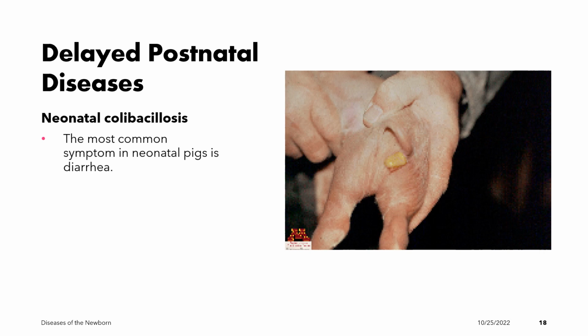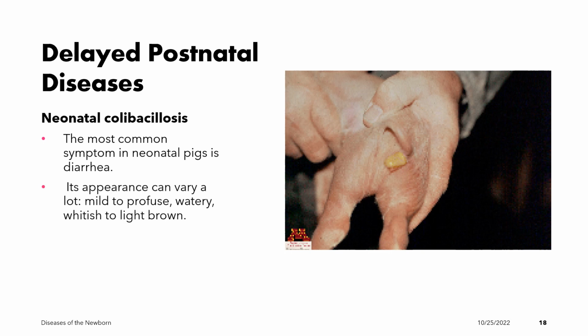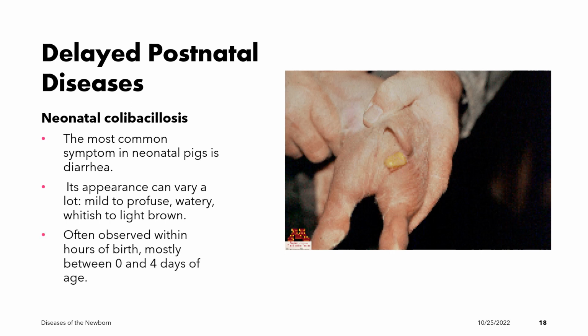The most common symptom in neonatal pigs is diarrhea. In terms of the appearance of the diarrhea, it can be mild to profuse, watery, whitish to light brown. But of course, this is not definitive. This is not pathognomonic. And this is often observed within hours of birth, mostly between 4 and 14 days of age.